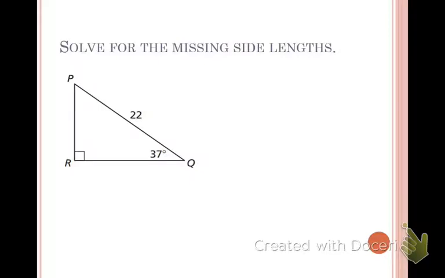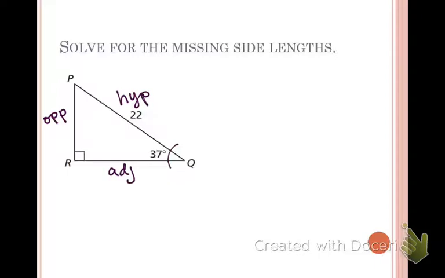It says solve for the missing side lengths. Can I use the Pythagorean theorem? No, I cannot because I don't have two sides, right? So what I need to use is a trig ratio. In order to do that, I'm going to label all of my sides. What's the hypotenuse here? 22. What's my opposite? PR. We're on this problem right here. And then my adjacent? RQ.